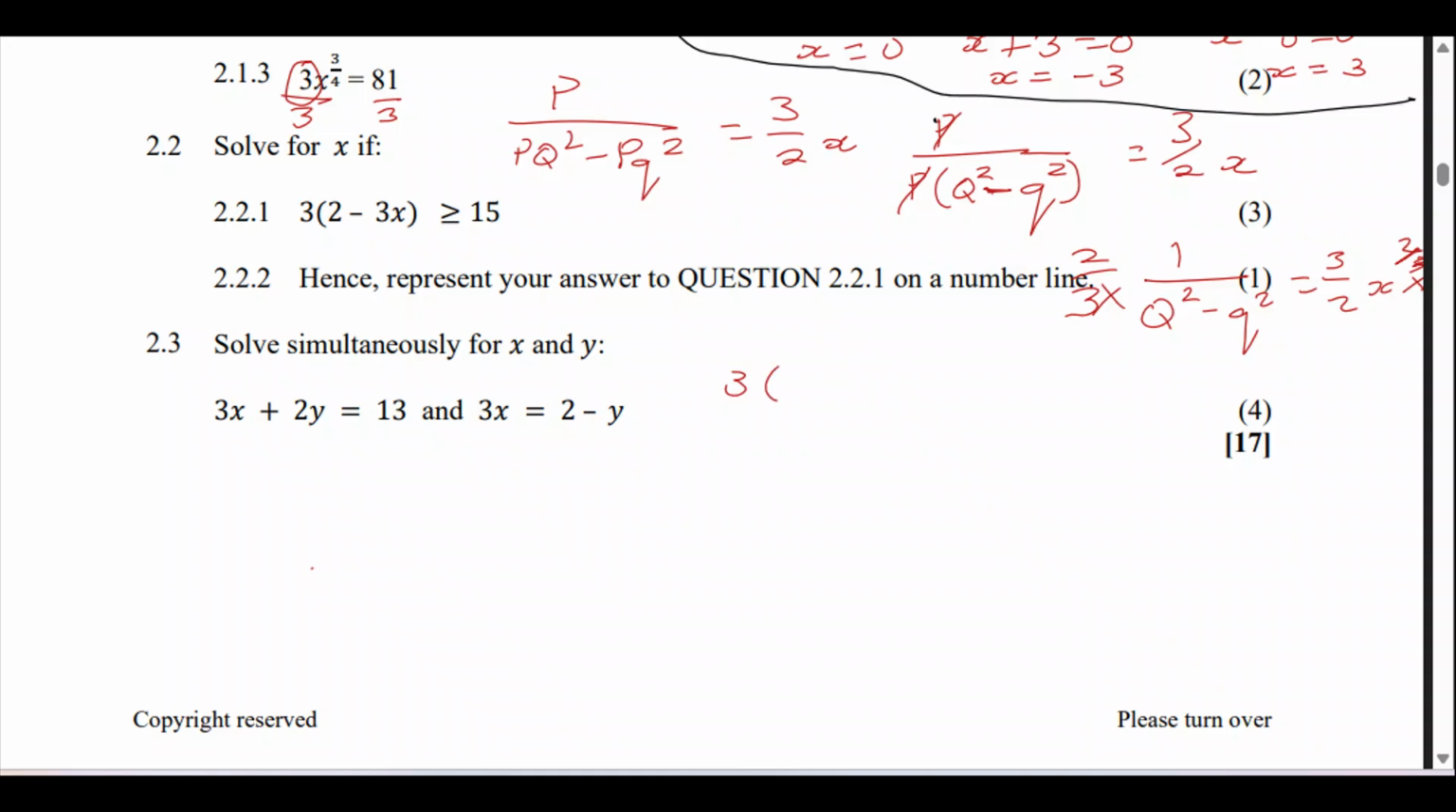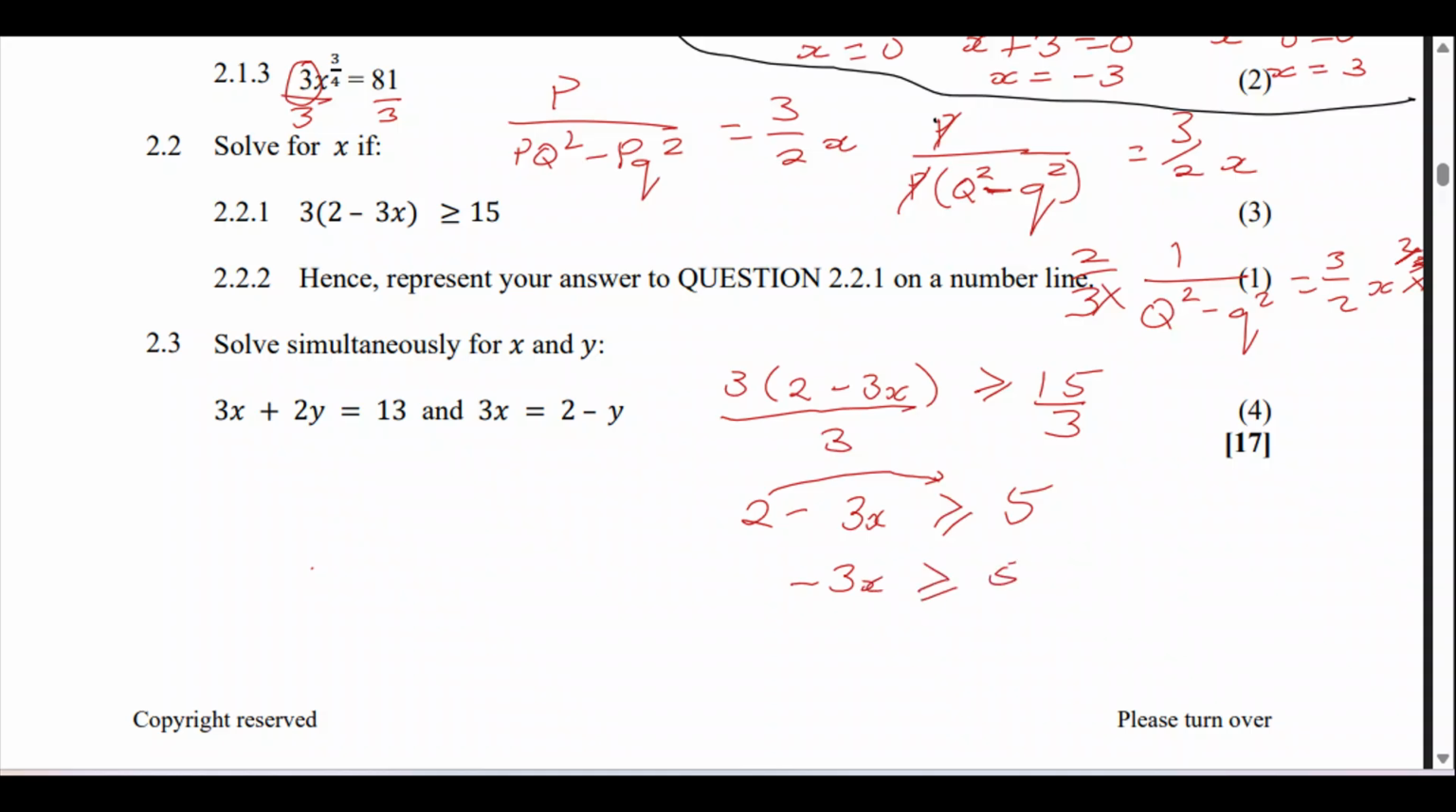So we have 2 minus 3x is greater or equal to 15. First thing, we're going to divide both sides by 3, so that we remain with 2 minus 3x is greater or equal to 5. Alright, and then what do we do? We now transpose this 2 to that side. We now have minus 3x is greater or equal to 5 minus 2, because it was positive, right? Which will now give us 3.